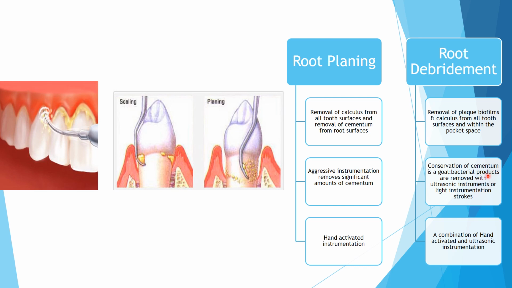Debridement will be done with ultrasonic instruments or light instrumentation strokes, and root planing mostly with hand activated instrumentation, whereas root debridement will be a combination of hand activated instruments and ultrasonic instrumentation.